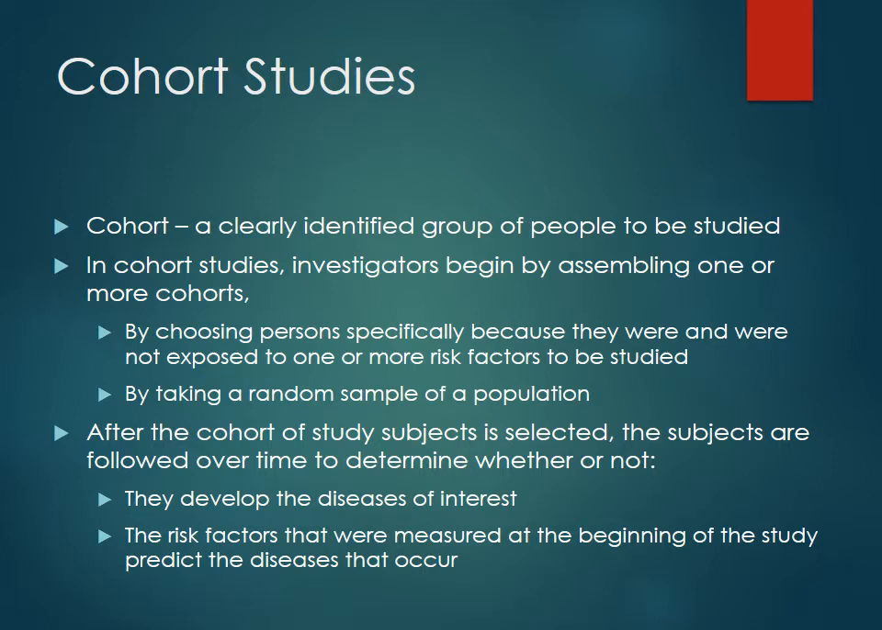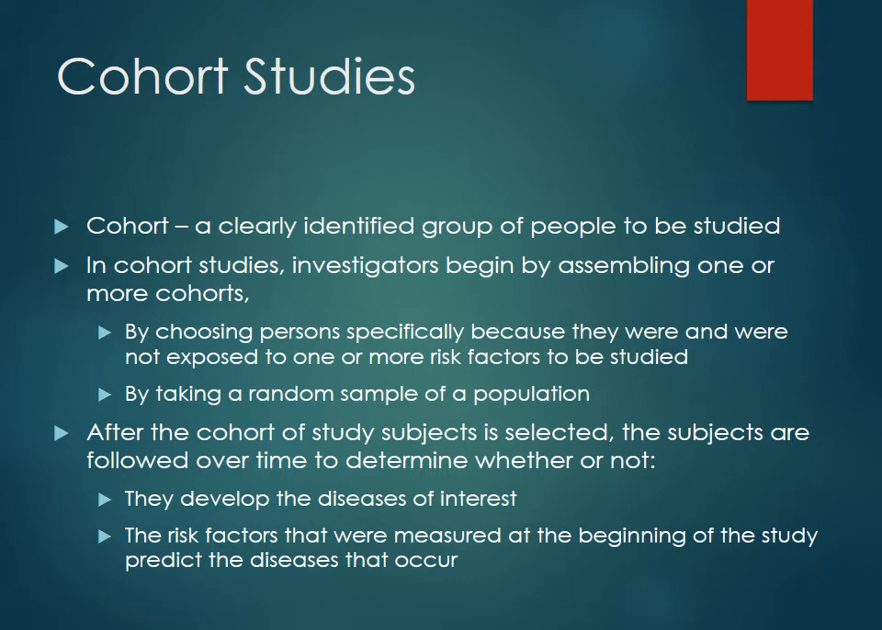In these studies, investigators begin by assembling one or more cohorts based on risk factors, which are usually going to be the thing that's being studied, so either those that were or were not exposed. And then again, you're taking a random sample from the population. That's ideal to make sure that you're not going to have biased data in that situation.